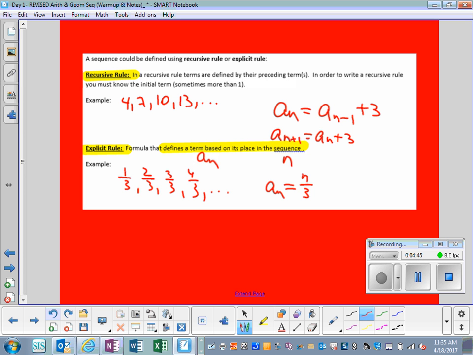And don't forget, if you define the sequence with the recursive rule, you have to start somewhere. And that is why we say, in order to write a recursive rule, you must know the initial term. Okay?